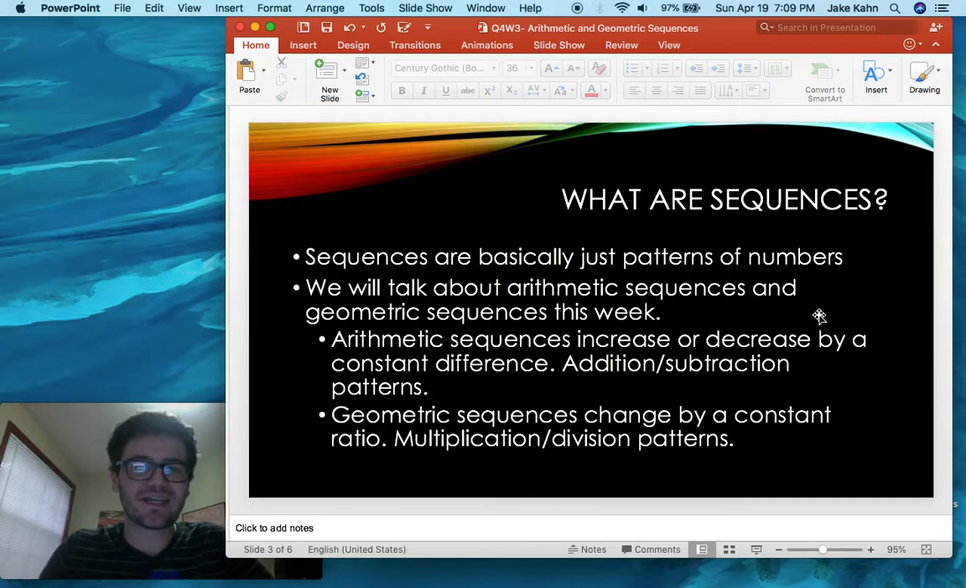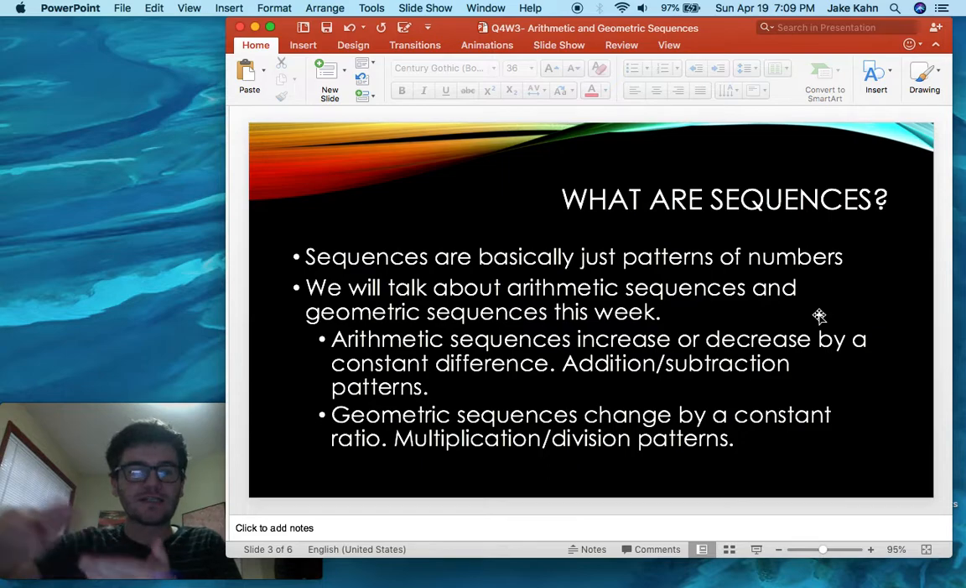Arithmetic sequences increase or decrease by a constant difference, meaning basically they're just patterns involving addition and subtraction. Geometric sequences, on the other hand, change by a constant ratio, which just means that they are a multiplication or a division pattern. 1, 2, 3, 4, 5, 6, that's arithmetic because you're adding 1 each time. 2, 4, 8, 16, 32, 64, that's a geometric sequence because you're multiplying by 2 each time.